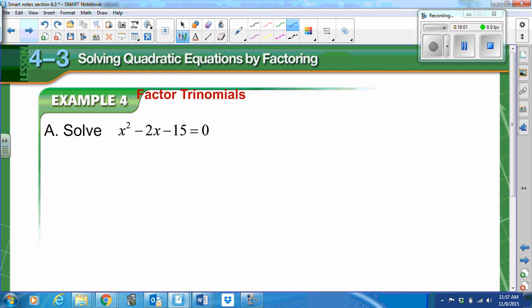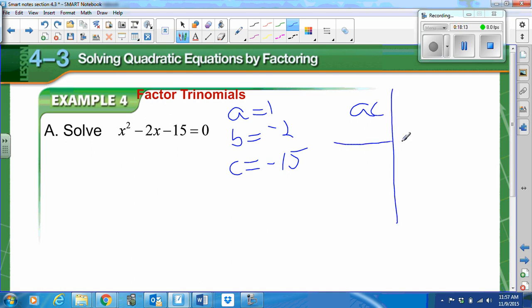Now let's factor one that doesn't have a square. So identify A, B, and C. A times C is negative 15, and B is negative 2. So we want numbers that multiply together to get negative 15 and add together to get negative 2.